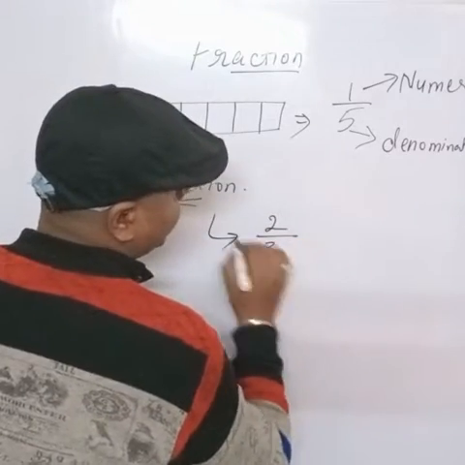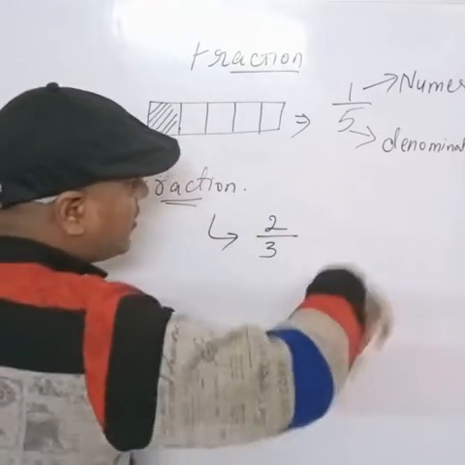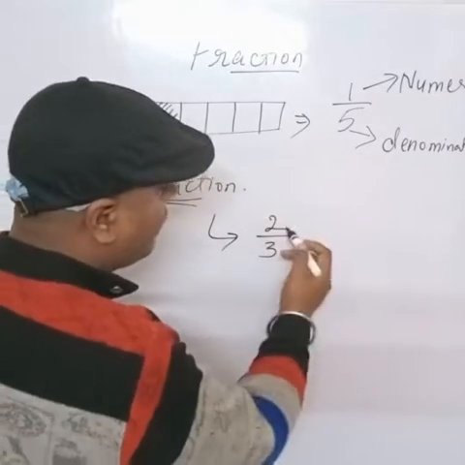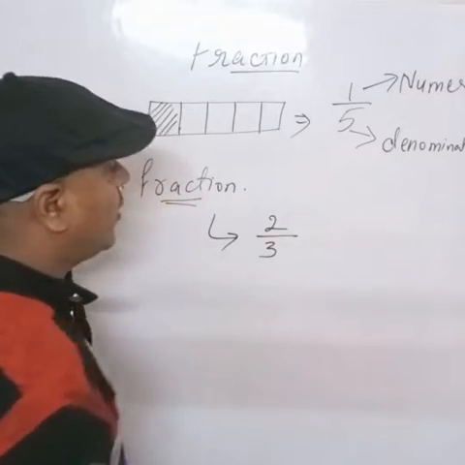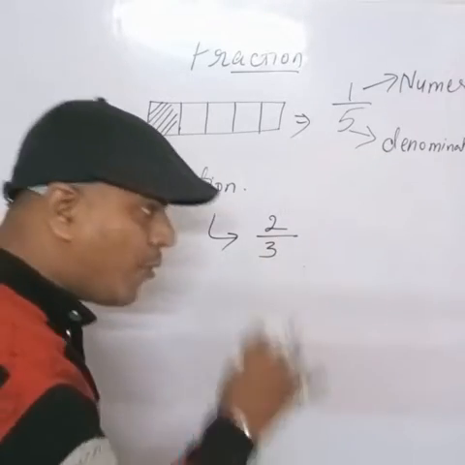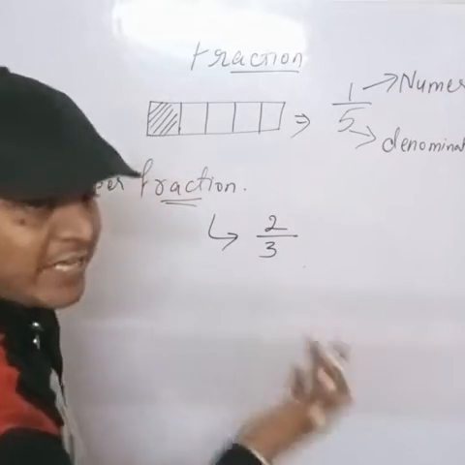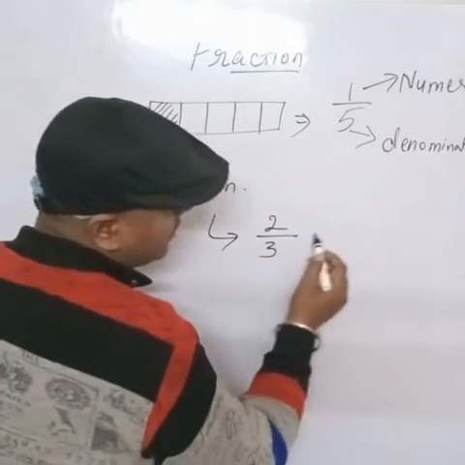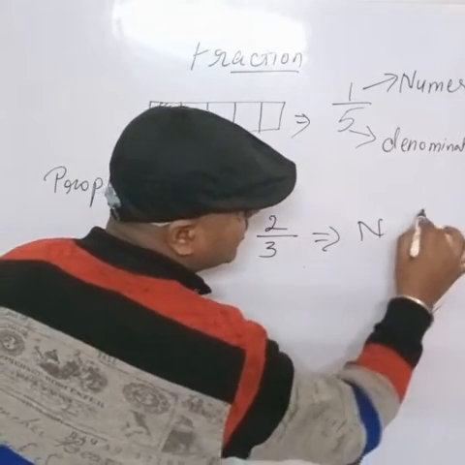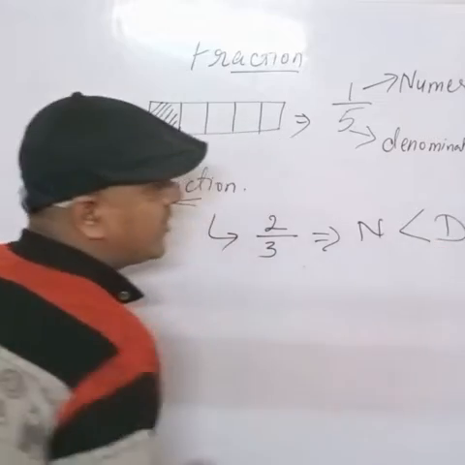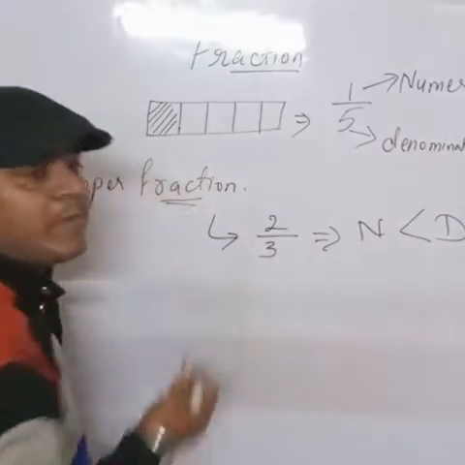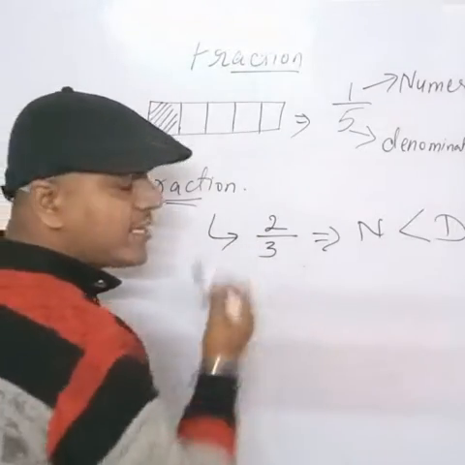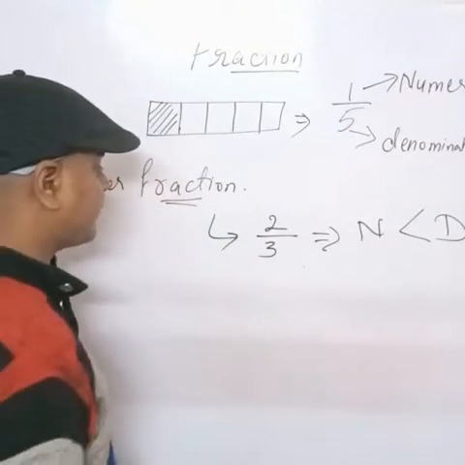2 upon 3. So this is called a fraction. We have a numerator and we have a denominator. So we have to check whether the numerator is lower than denominator or greater than denominator. We can see here the numerator is lower than denominator. If the numerator is lower than denominator, then that is called proper fraction. So this is an example of proper fraction.